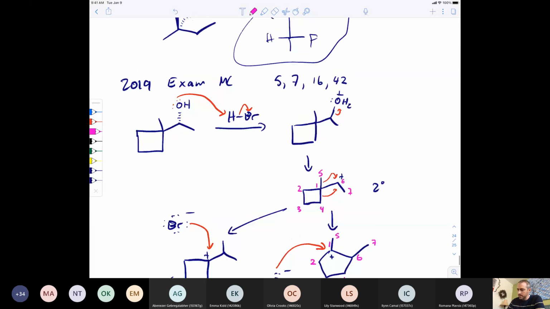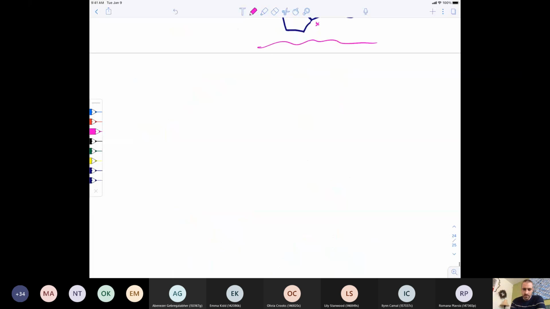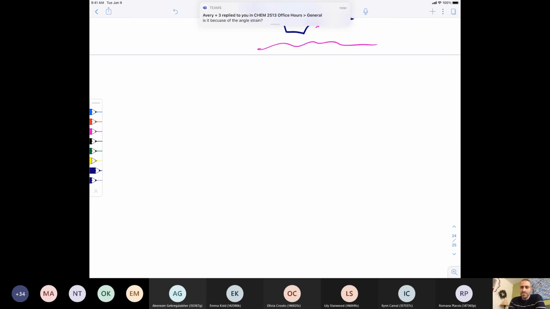All right, the next one people wanted to see was question 7. That was a nasty question, actually. What's Avery saying here? Is it because of the angle strain? Yes. It's better to relieve that angle strain rather than pick the one where you do not relieve the angle strain.